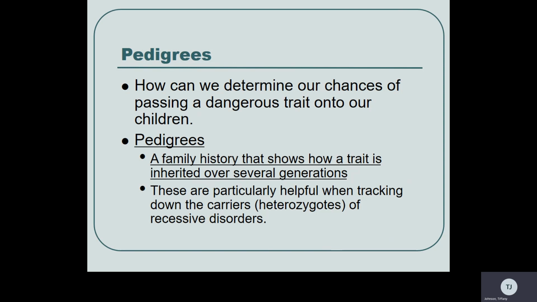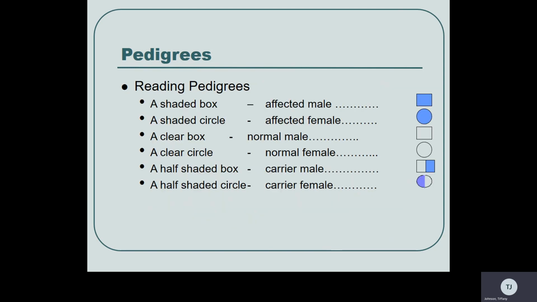And so you may want to consult what we call a genetic counselor that will create a pedigree for you so they can calculate and determine your chances of passing on those traits. So here are the rules for a pedigree. You've got a shaded box, and that's going to be a male that has the disease, and a shaded circle is a female that has the disease.